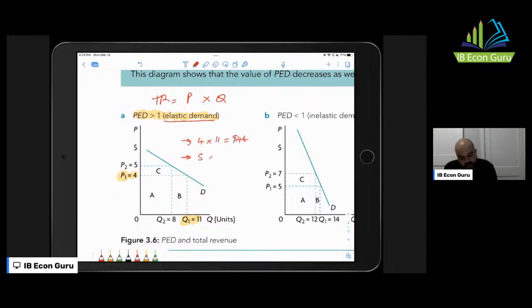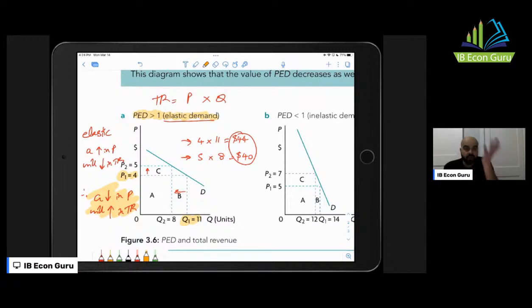When price rose to 5, quantity demanded decreased to 8. 5 times 8 is 40. You'll see that here, when the price rose, total revenue fell. So when demand is elastic, a rise in price will lead to a decrease in total revenue. Therefore, a fall in price will lead to an increase in total revenue. So when demand is elastic, to increase total revenue, the producer should lower the price.